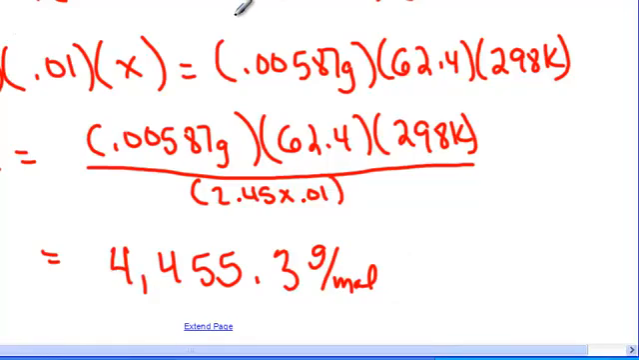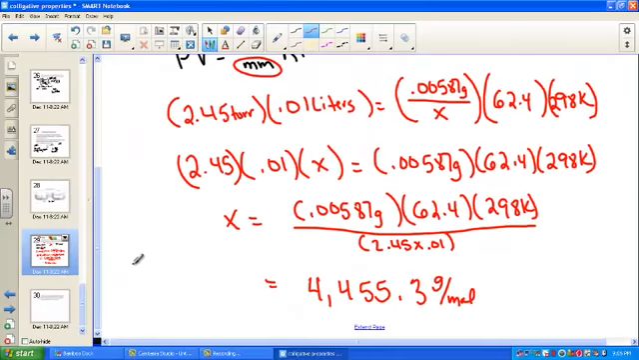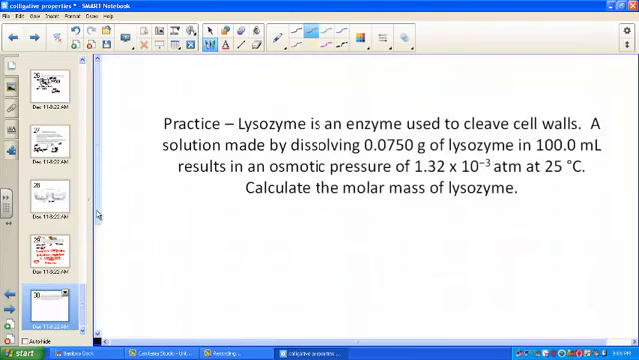We PV-nRT-ed, good old PV equals nRT, where molar mass was our target variable. Pi equals MRT is really what the textbook will show you, but it's nothing more than a PV equals nRT problem.